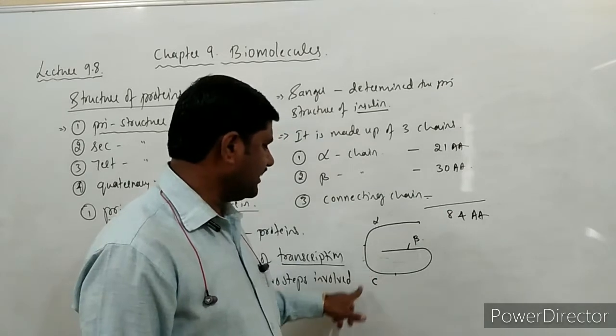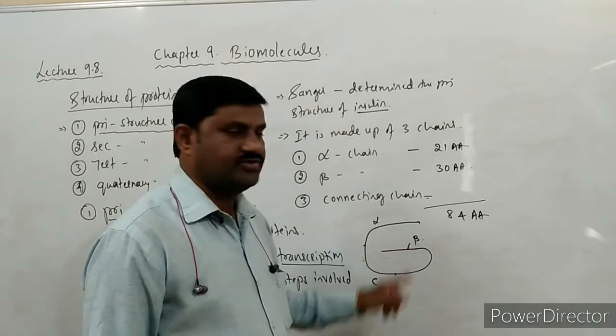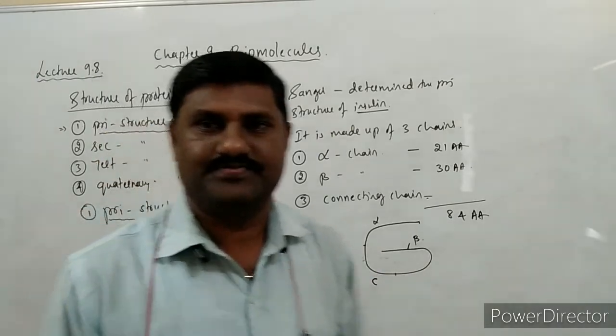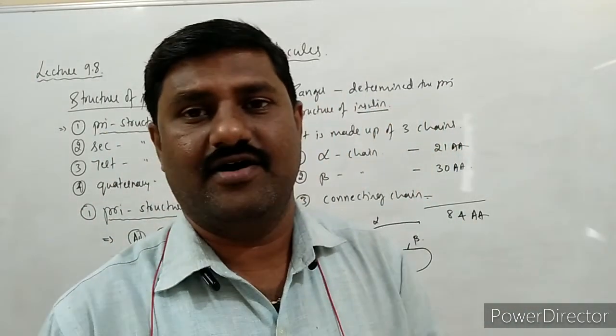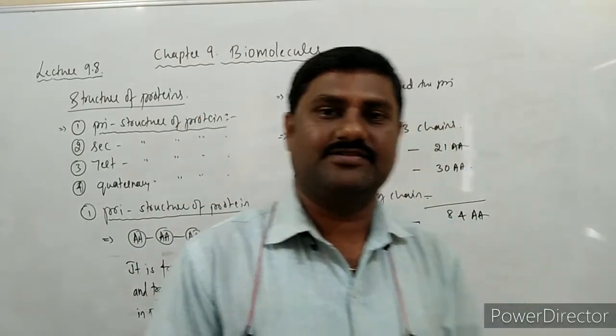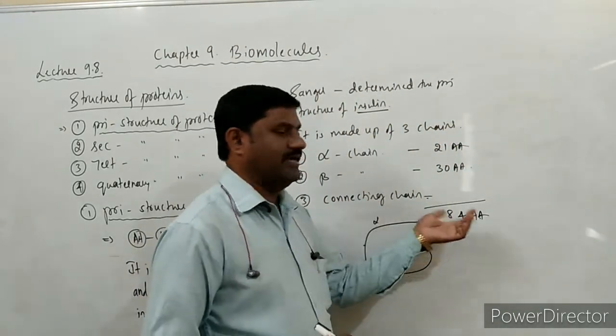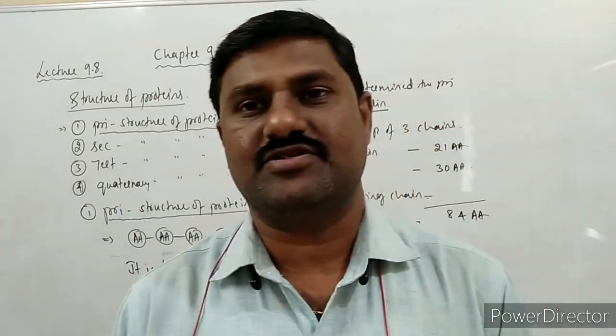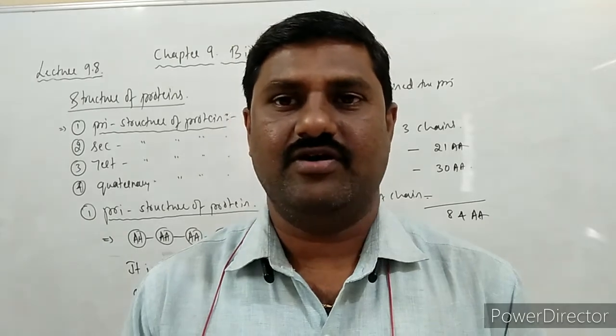And this connecting chain is removed and these two are joined over here so as to form the insulin molecule. So this is how the insulin itself consists of a chain of amino acids. This is what we call the primary structure of protein.